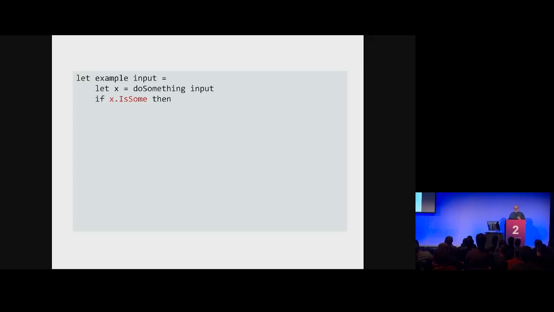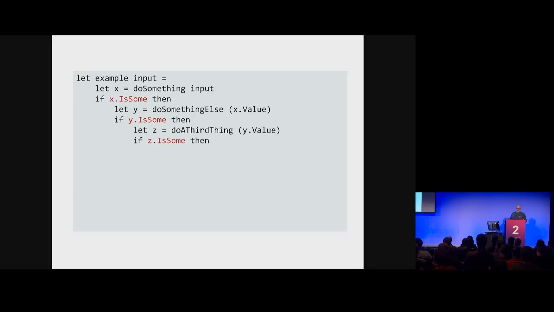If it's something, let me go on. And then I do something with that. And maybe that gives me another something, and I have to check that as well. And maybe only when it's valid can I do the next thing. And I have to check that as well. And only when it's valid can I get the next thing, and so on.